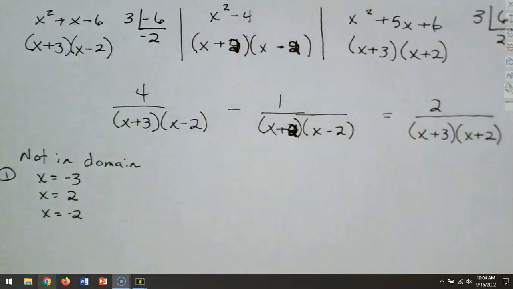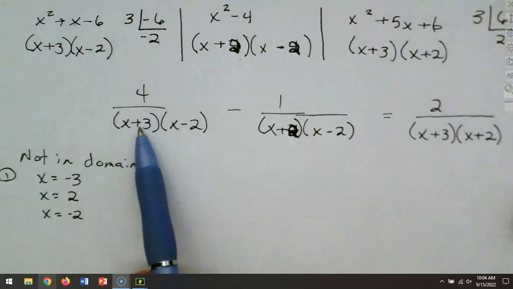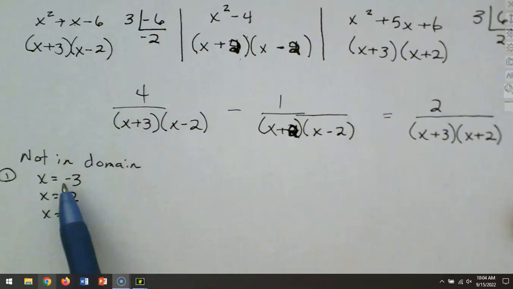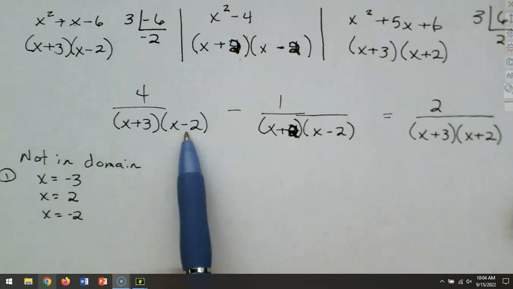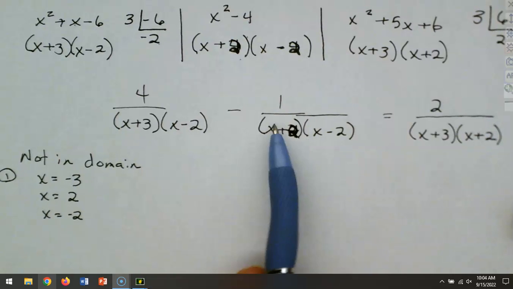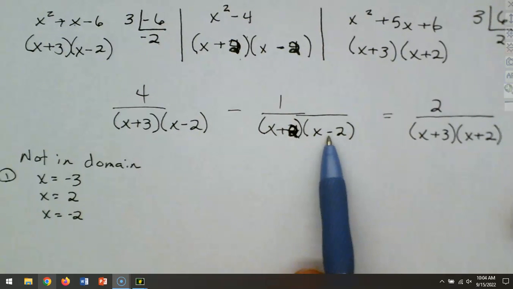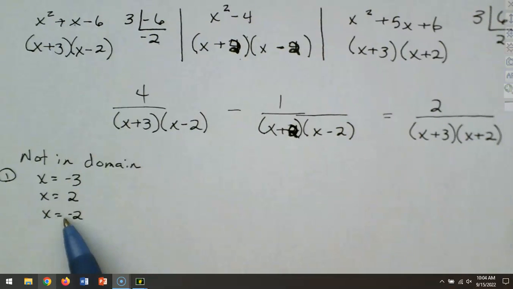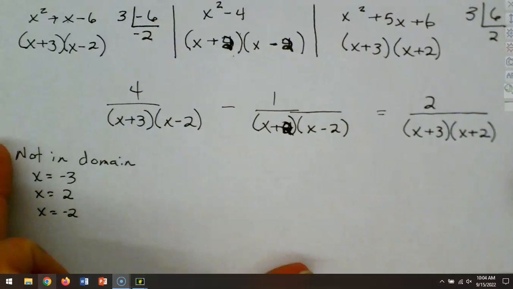Is everyone okay with why those are not in the domain? So what did we do? We set each denominator individually to 0. That one gives you the minus 3, because that's 0. That one gives you the positive 2, because that's 0. Negative 2 doesn't work here. Positive 2 doesn't work there. So those are the values that are not in the domain.